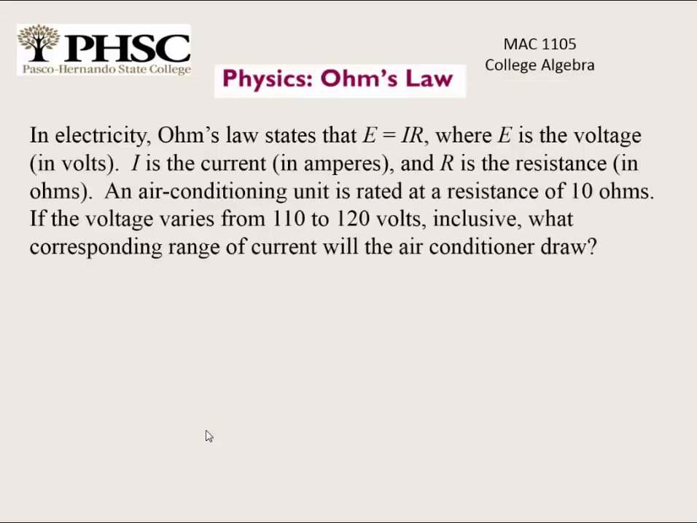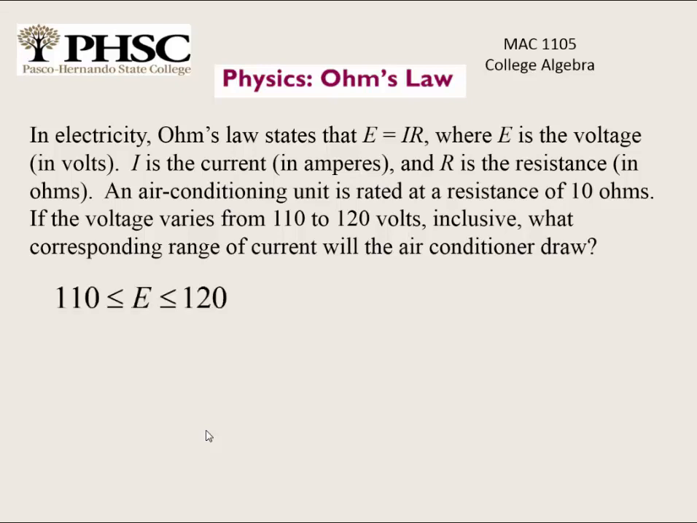So here we have a real life example. Ohm's law states that E equals IR. E is the voltage, I is the current, and R is the resistance. An air conditioning unit is rated at a resistance of 10 ohms. If the voltage varies from 110 to 120 volts inclusive, what corresponding range of current will the air conditioner draw?